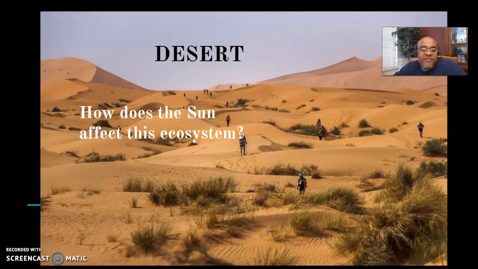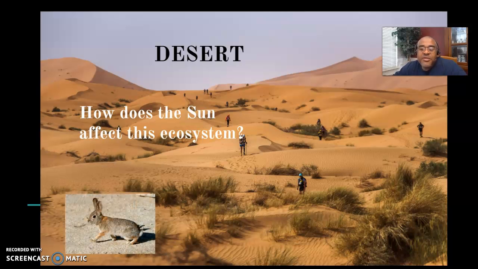So how does the sun affect this ecosystem? Well, the sun provides the energy for that plant life to grow, and that plant life is going to be consumed by a primary consumer, such as this desert rabbit. Sunlight, producers, primary consumers. Just a refresher, a primary consumer is an organism that eats plants. Okay, so this ecosystem starts with the sun.